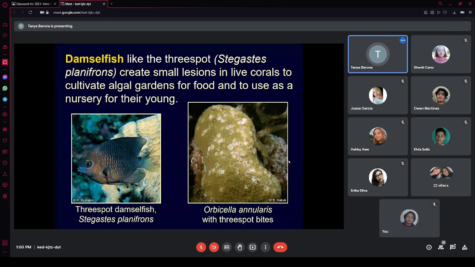When a coral dies, it is consumed by algae and it goes through different stages. One of the first stages where the algae begins to grow, you have damselfish surrounding that coral and they pick on the algae and scrape at it, which is why you're seeing these white patches. These are just bite marks. So the damselfish would create a garden and use it as a nursery for their young. So you can see in this type of ecosystem, different species benefit from each other.